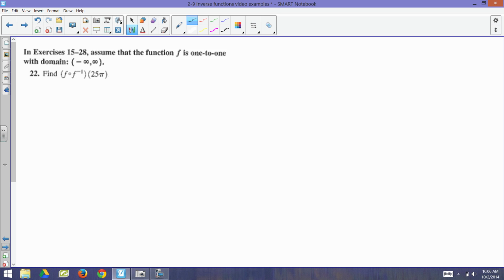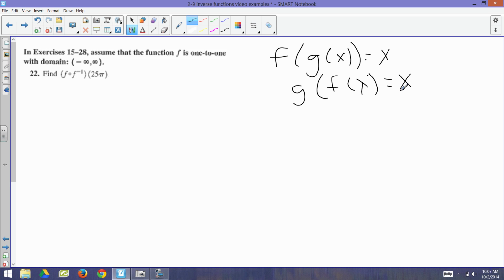Find f composite f inverse of 25 pi. Remember, if functions are inverses of each other, then f of g of x is equal to x, and also g of f of x is equal to x if g and f are inverses of each other. So I put something in the function, and then I put that result in the inverse, I get back to where I started from. So here I'm putting 25 pi in the inverse function, and then putting that result back into my function, which is the inverse of the inverse function. So I end up with 25 pi.